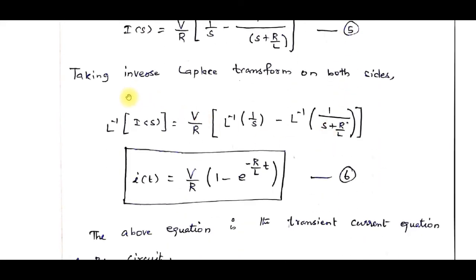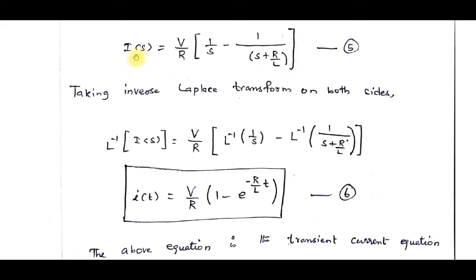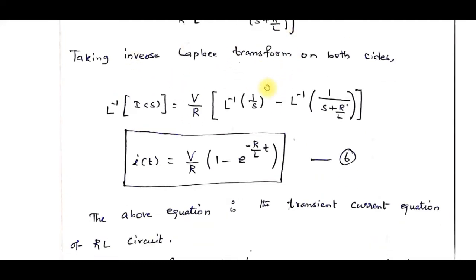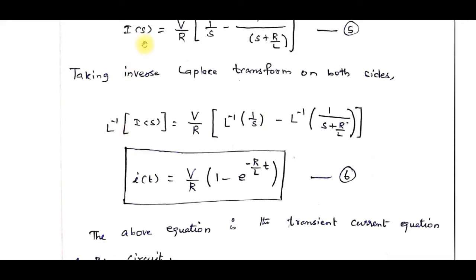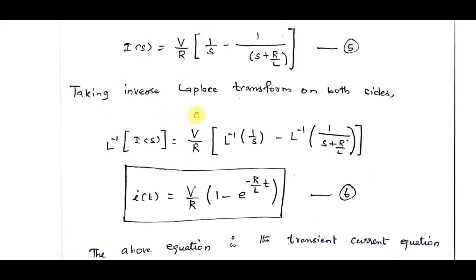Then this will be in the s domain. We are converting this s domain equation into t domain, time domain. For that we need to take inverse Laplace transform. So take inverse Laplace transform on both sides. If we take inverse Laplace transform, L inverse of I of s equal to v by R is constant, so v by R. So this is the summation. So L inverse of 1 by s minus L inverse of 1 by s plus R by L. Okay, L inverse means inverse Laplace.